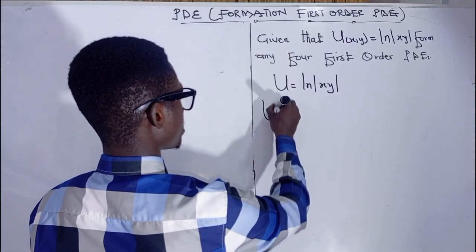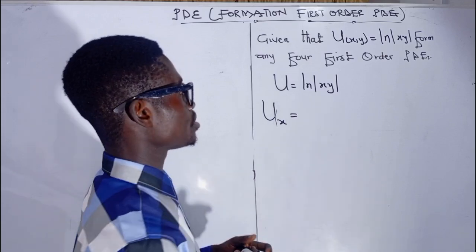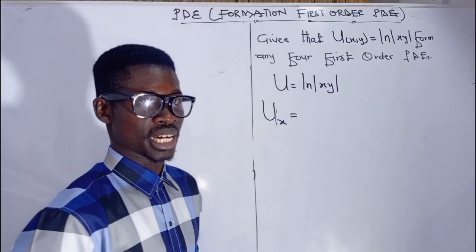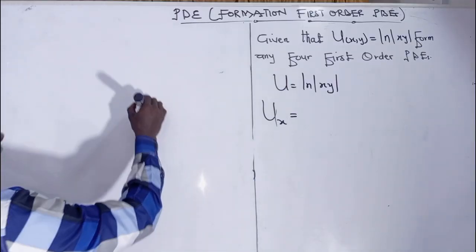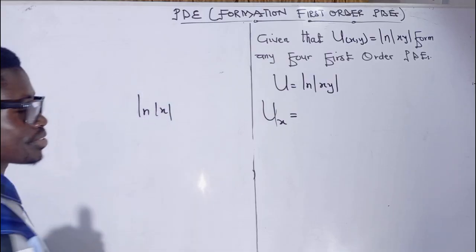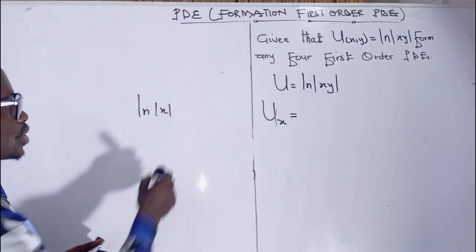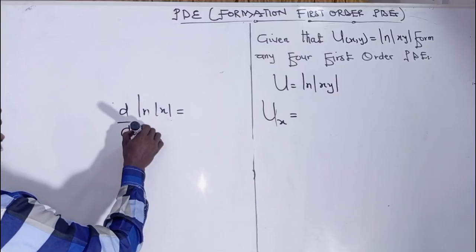So we are starting with respect to x. This means we are going to differentiate ln xy with respect to x. So how do we differentiate a ln function? Let's say ln x. How do we differentiate a ln function? So to differentiate a ln function, we have d/dx.